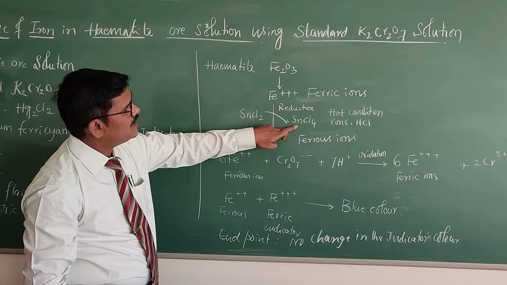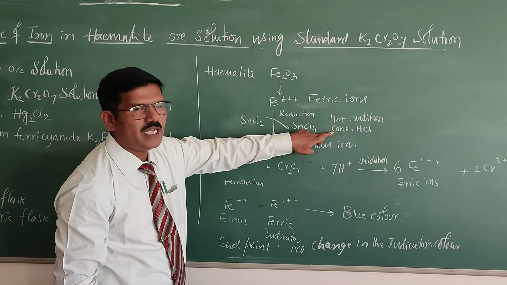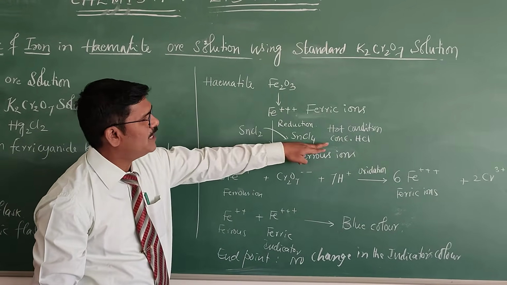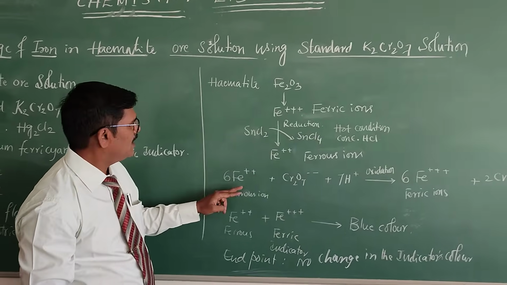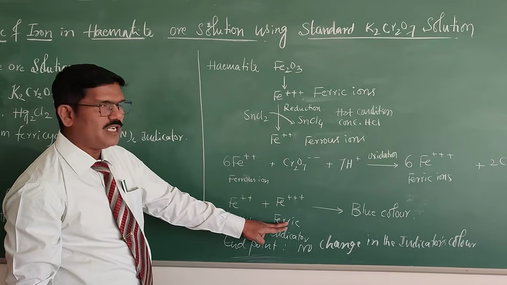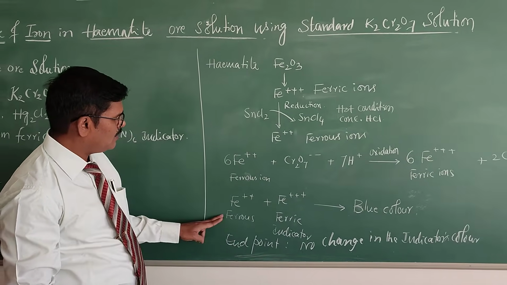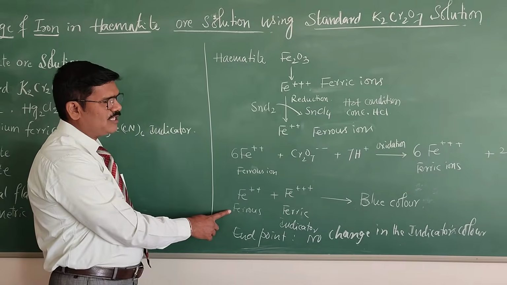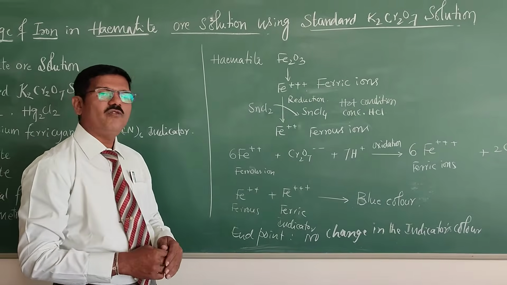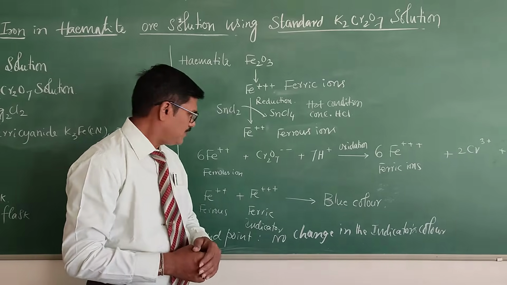We are adding SnCl2 as a reducing agent. The reaction is carried out in the hot condition by adding concentrated HCl. Later, when we add the indicator, which contains Fe3+ ions, the Fe3+ ions of the indicator react with Fe2+ ions of the solution, forming a colored complex called ferrous-ferricyanide indicator complex, which is deep blue in color.